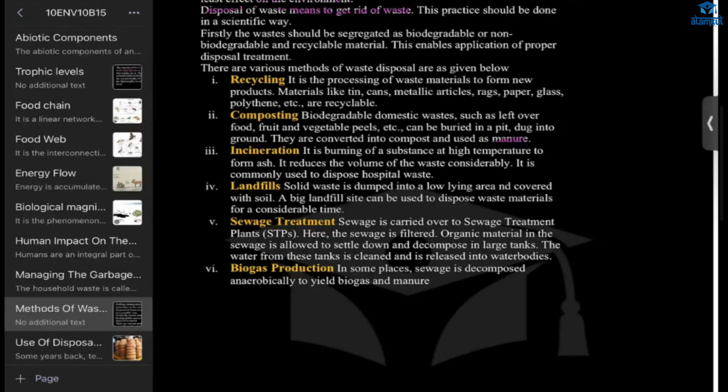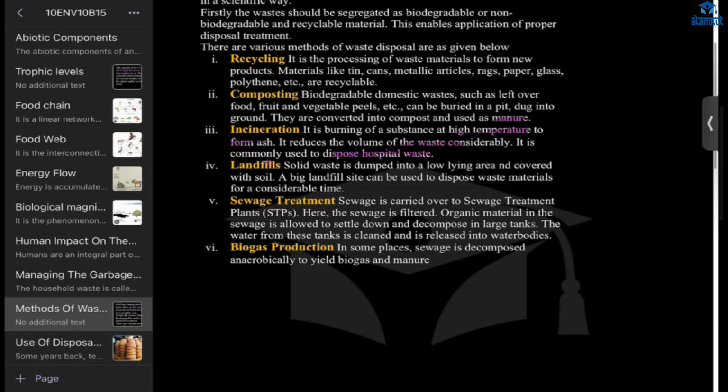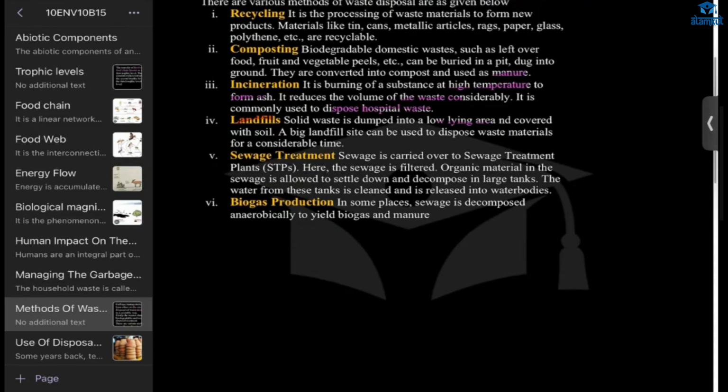Then incineration. It is the burning of substances at high temperature to form ash. This reduces the volume of waste. This method is used for hospital waste. Then landfill. Solid waste is dumped into a low-lying area and covered with soil. After that, it will get decomposed.